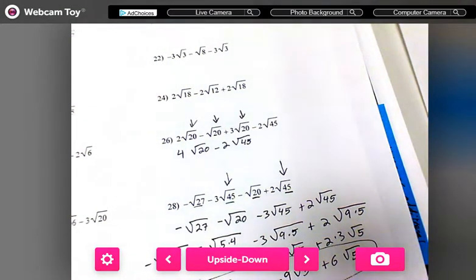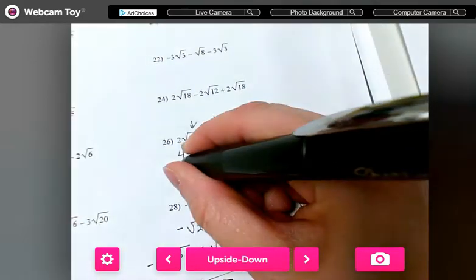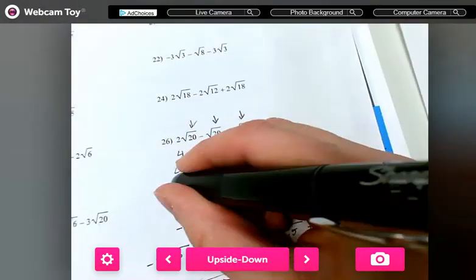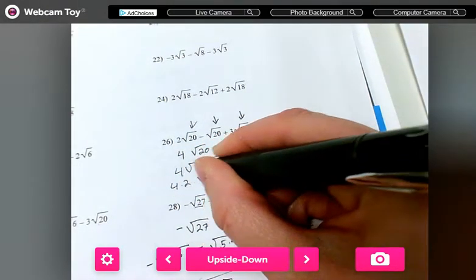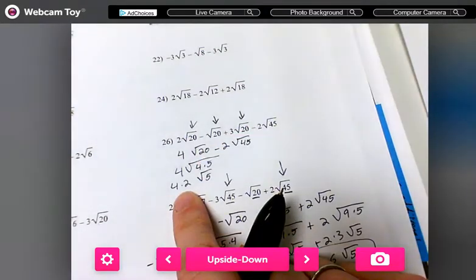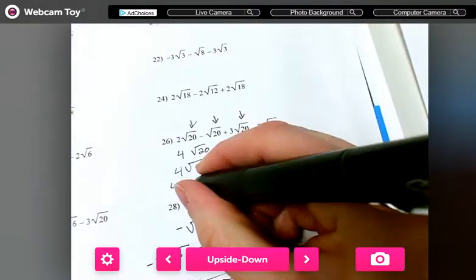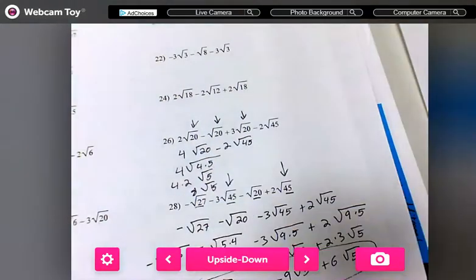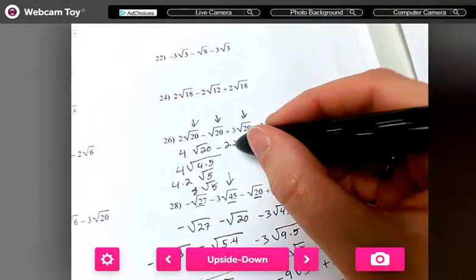Okay. What times what gives me 20 where one of them is a perfect square? 2 and 10 doesn't work because neither of them are perfect squares. 5 and 4. Good. And what's the square root of 4? Okay. And what's 4 times 2? 8. Do you see how a lot of this is just keeping track and making sure you bring your numbers down? Okay. All right. 45.